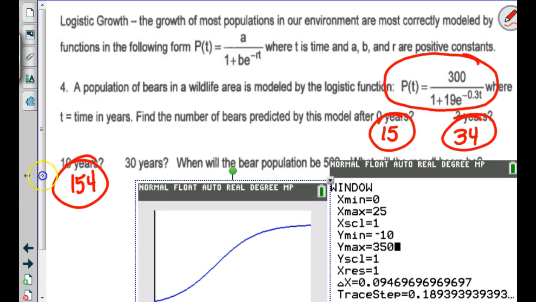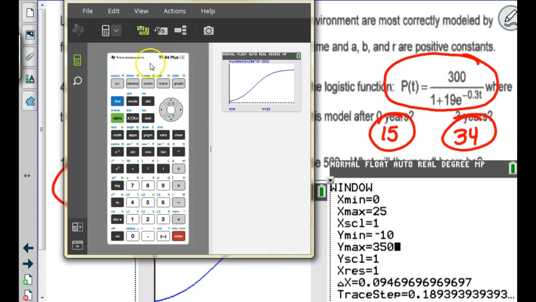Okay, it's not going to work to go to 30 until we change our window. So we need our window. I'm going to go out to like 50 years just in case. All right, so now I've changed the window a little bit so it does definitely flatten out. How many bears were there at 30 years?